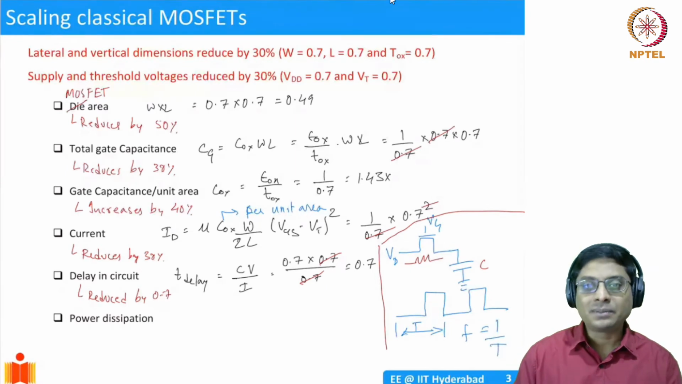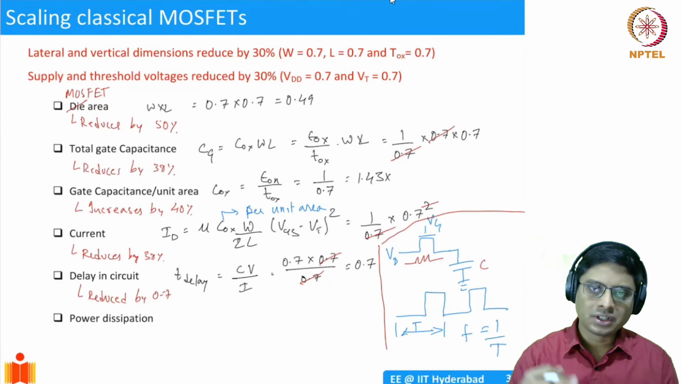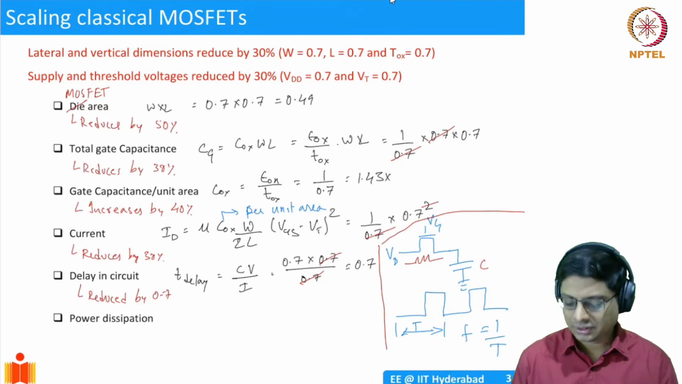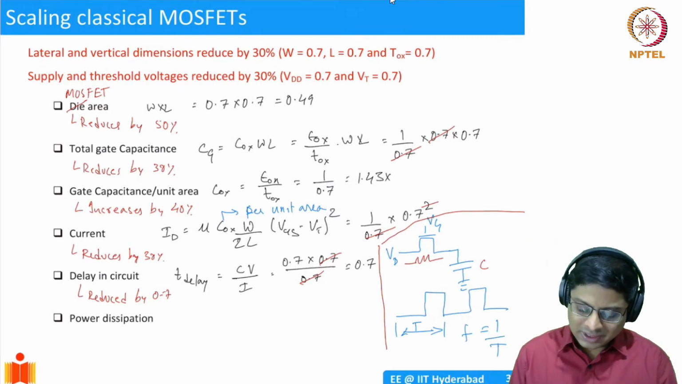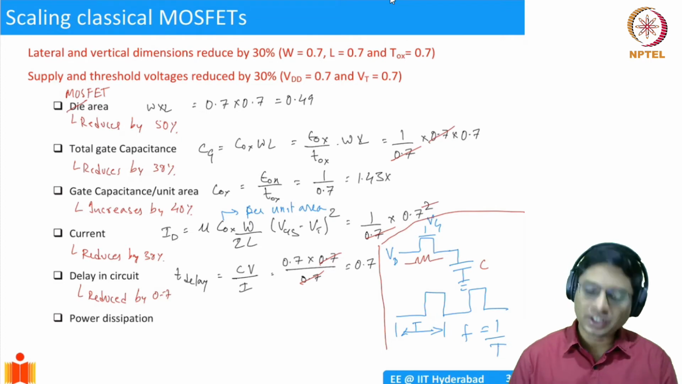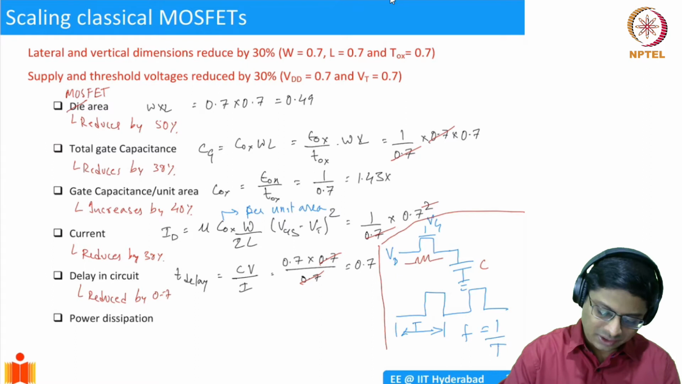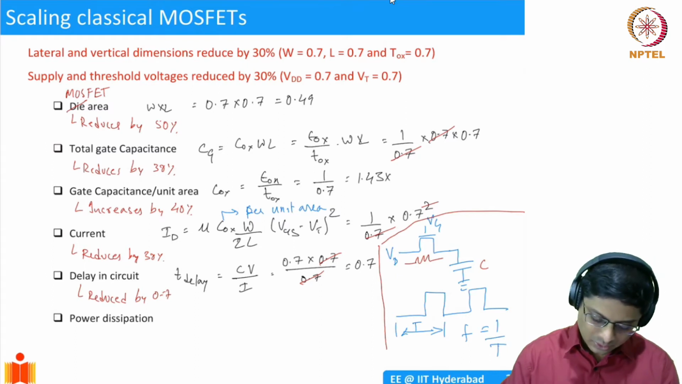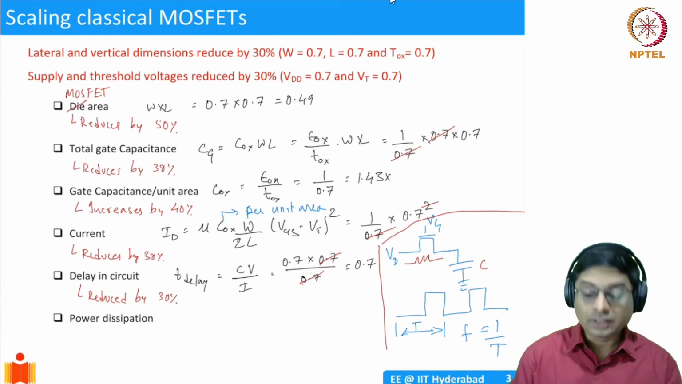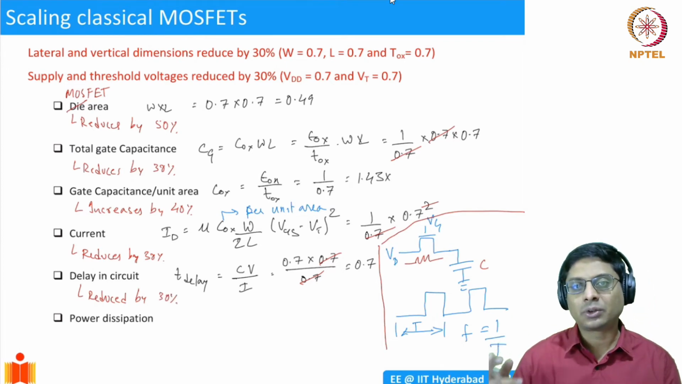So if your time delay is small, I can switch my circuit faster. That means I can charge and discharge. So essentially I can perform a lot of operations. Okay. So if my time delay is reduced, my frequency of operation is increasing. If it's reduced by 0.7, that means it's reduced by 30% here. Well, in my notation, I should call it 30%. Right? Then the frequency will increase by about 43%.